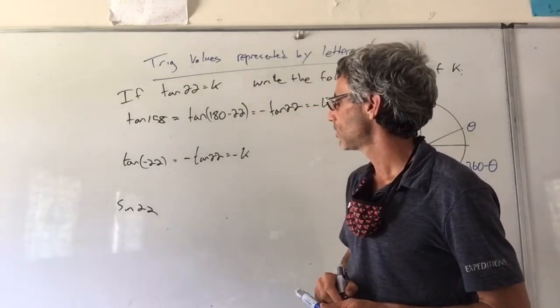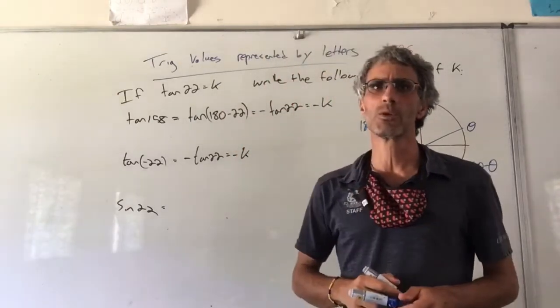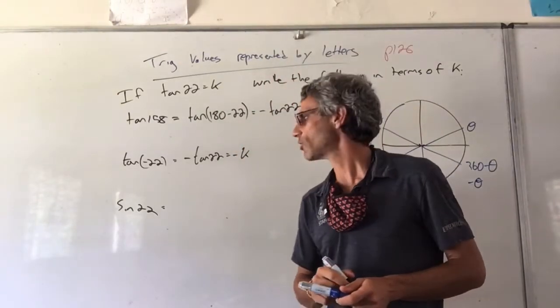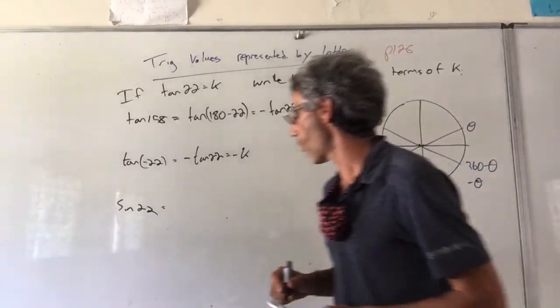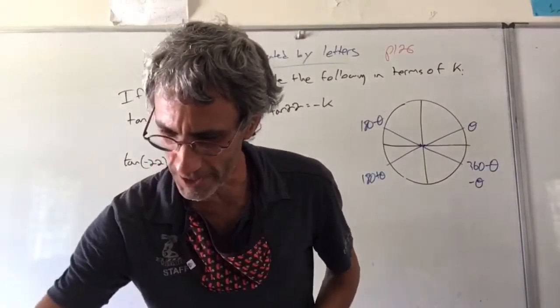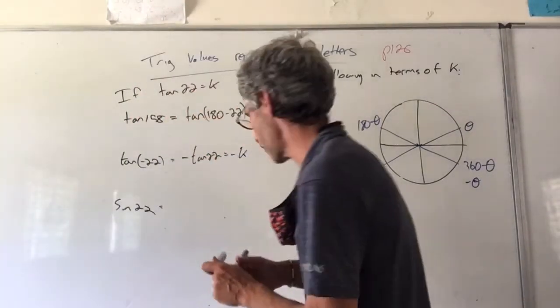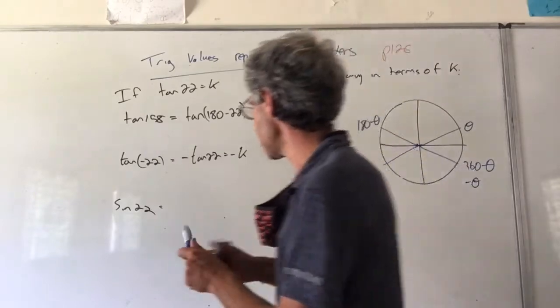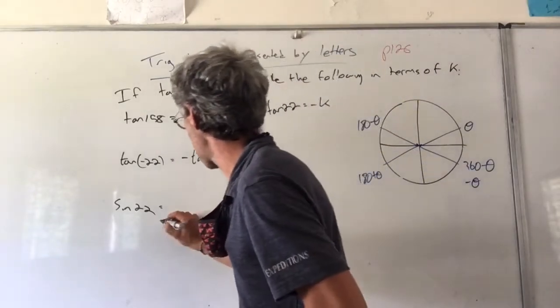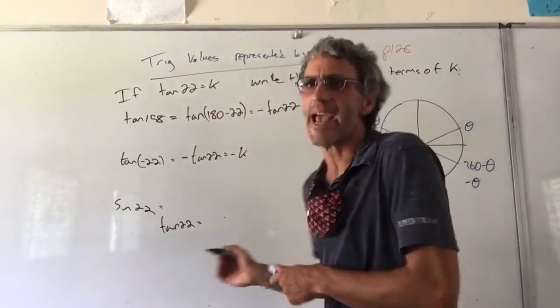Okay. Right. Sine 22, that's a little bit more difficult. What I would start here, I just want to make sure I'm starting in the easiest way. Let's see what they do. Okay, so let's just leave it for a second. Let's find out what is tan 22. Tan 22 is K, yeah?